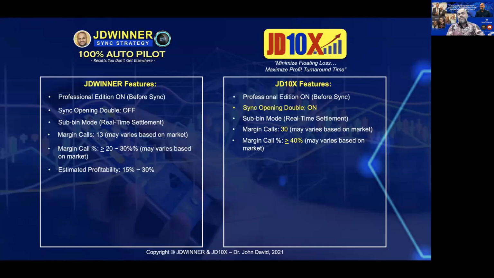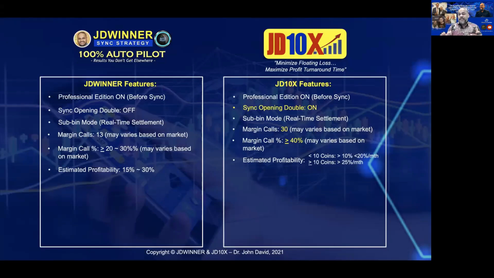Now, estimated profitability for JD Winner. Previously we took this data based on our previous study, which is the backtesting result, about 15 to 30% per month. But for JD10X, it is a little bit different, because if the coin is lesser than 10, then we have about 10% to 20% per month. If your coin is above 10, then we are targeting about 25% per month.